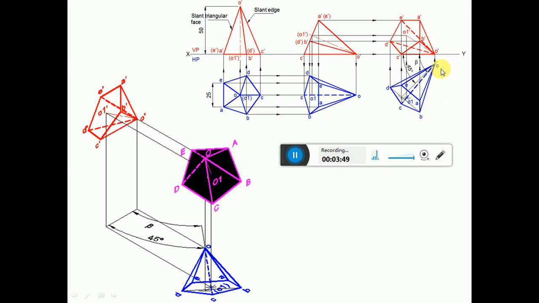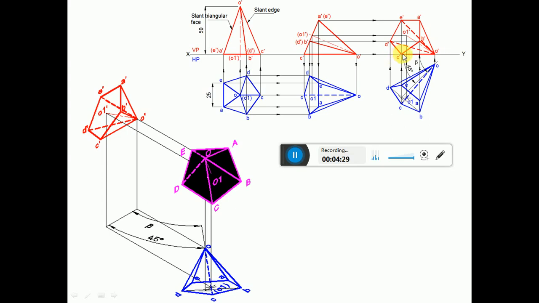Then join all the edges and reproduce the same second position top view here on the apparent length line and complete the view. Once you complete this, now we need to draw the front view. To draw the front view, draw a vertical projector from O to the XY line, where O dash is on the XY line. Then similarly draw a vertical projector from C to the XY line because C dash is on the XY line. Both are going to intersect at this point.